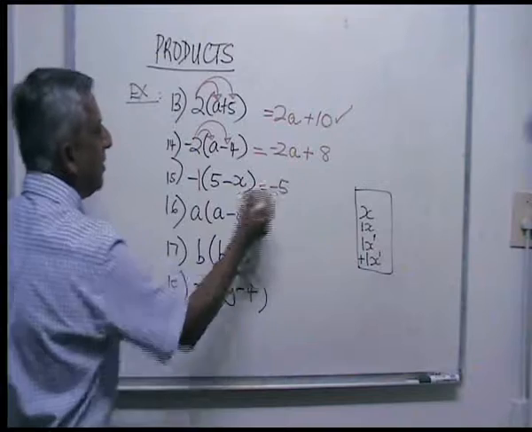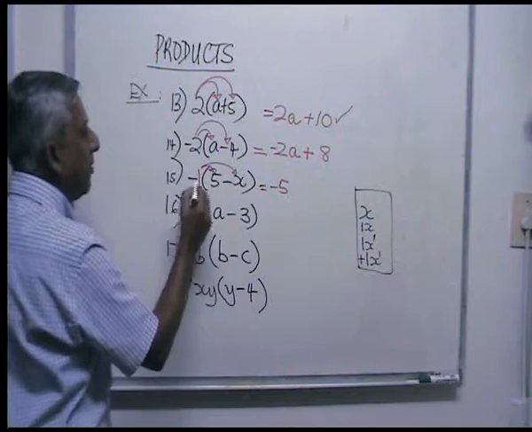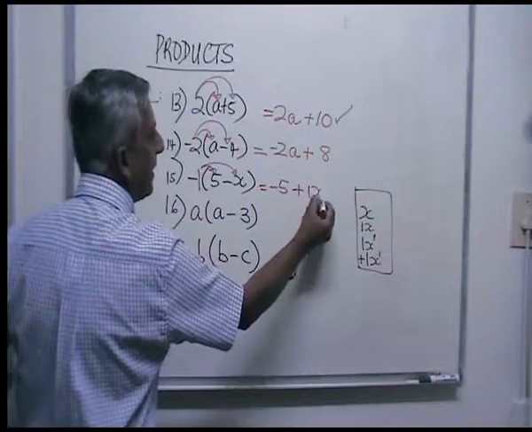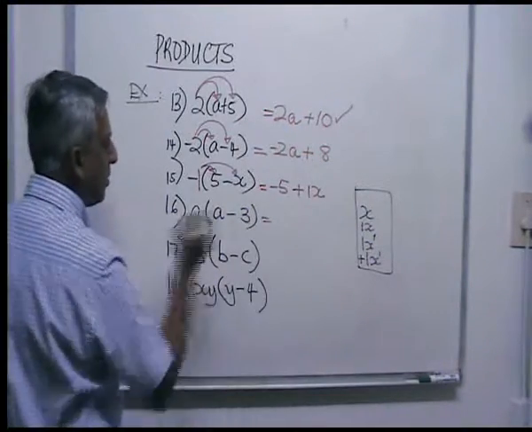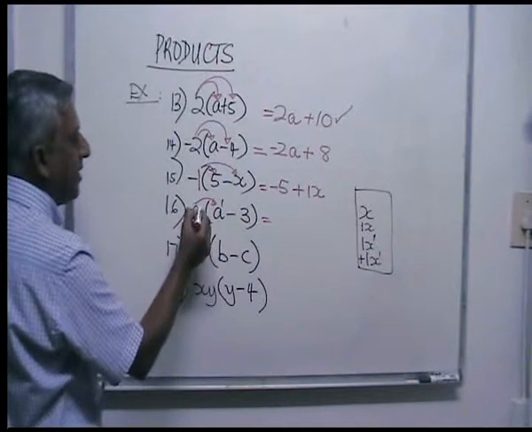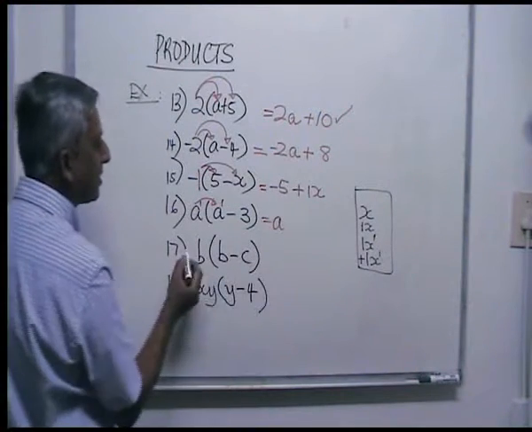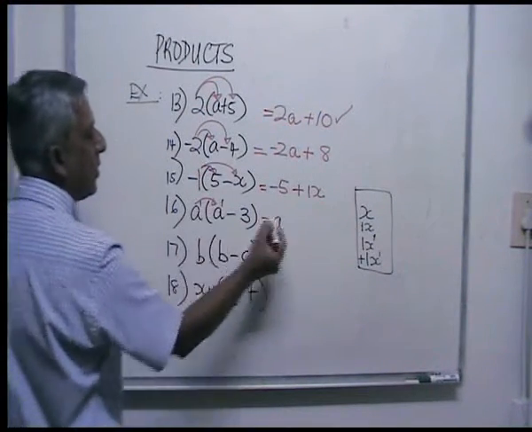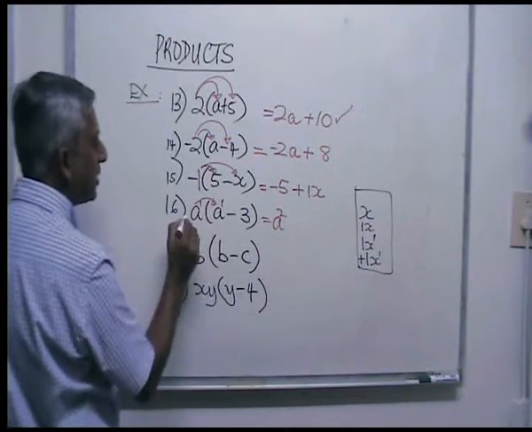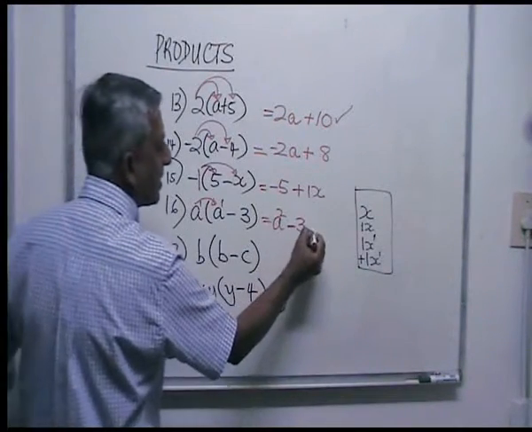1 times 5 is 5. Now we're multiplying those two. Minus times minus gives me plus. 1 times x is 1x. Right, let's move on. A times a, the bases are the same, so I can add the indices, you see. So write down the base only once and add the indices. 1 plus 1, 2. Then a times minus 3. Well, firstly this is plus. Plus times minus is minus. A times 3 is 3a.